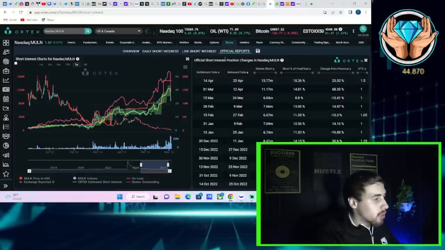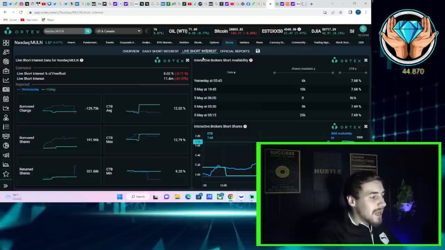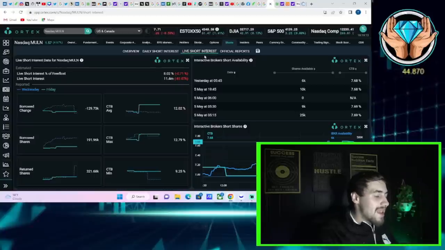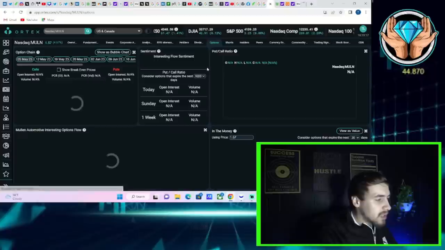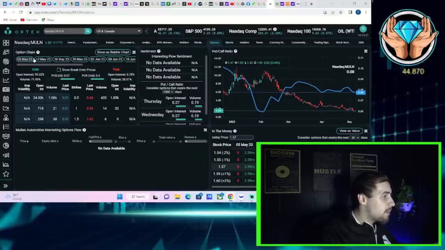Let's throw that out there. Short interest is likely a lot higher. So these numbers, you really can't take any of this at face value. Ortex says the cost to borrow average is at 12%. Cost to borrow max is at 13%. Cost to borrow minimum at 9.25%.